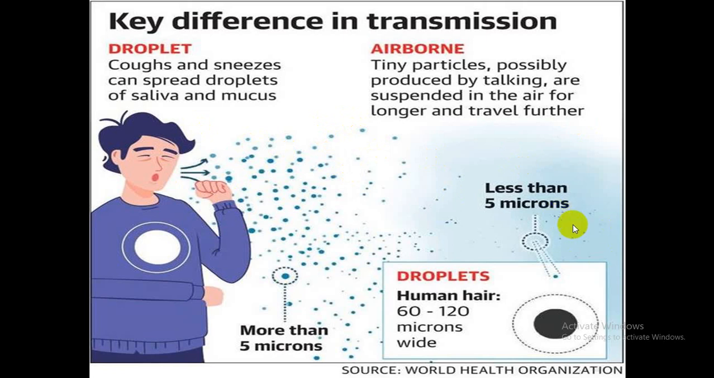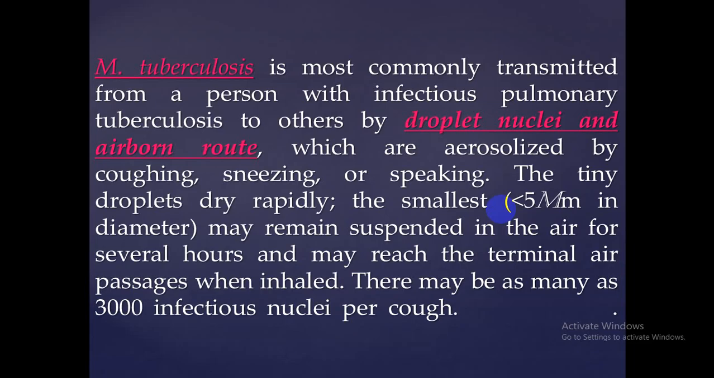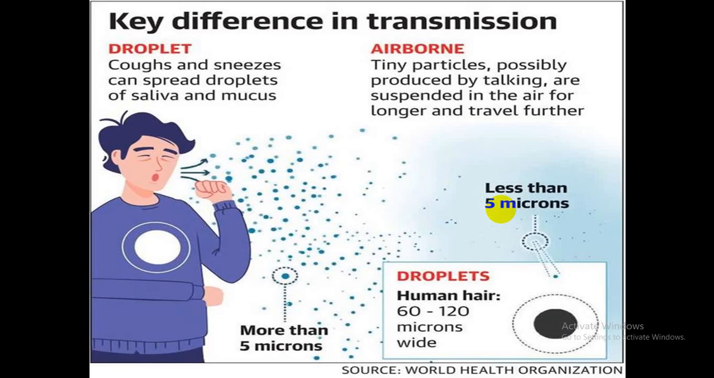This is a comparison with human hair, which is about 60 micron. Imagine the size of the droplet in microns, very tiny, a small droplet which can infect a person. With each cough or each sneeze, the person can produce 3,000 infectious nuclei. So the main route of transmission is by airborne droplet.